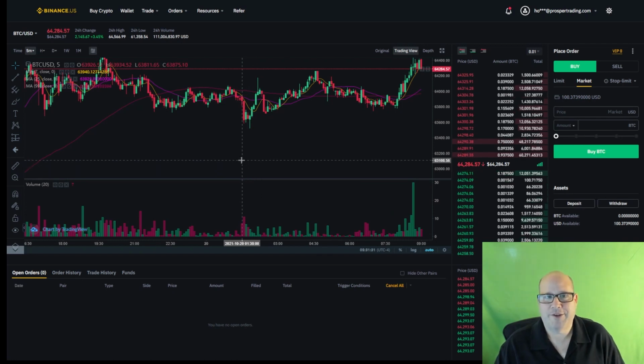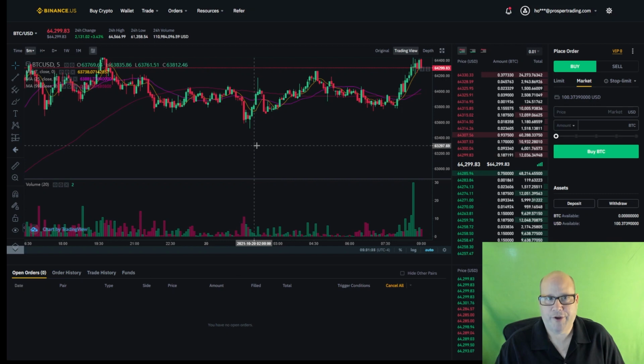Okay, everyone, so now I have loaded up Binance.us into my browser here. I have the Bitcoin to US dollar trading pair pulled up. As you can see on the left-hand side, I have the charting tools that they provide. I can do my technical analysis here. Below it, any open orders that I would have if I did a limit order would show up here.